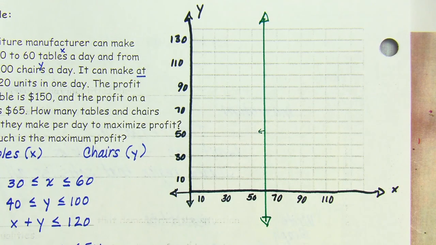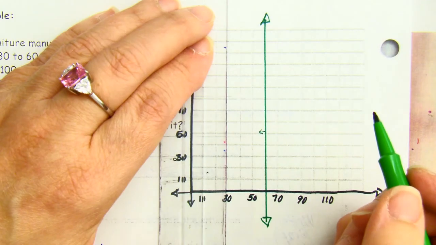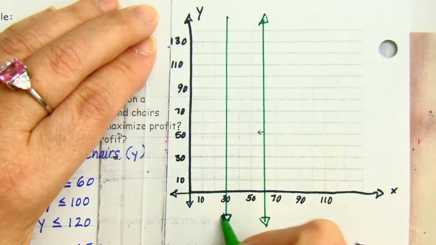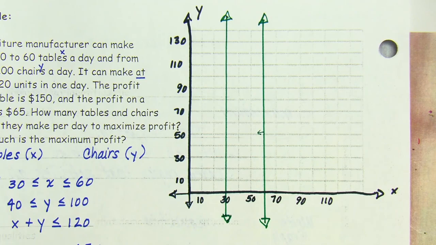All right, hopefully I have enough colors. The next one, x is greater than, well, I'll do the x's both in green. x is greater than or equal to 30. That would be another vertical line, rather. And I'm going to test 0, 0. Is 0 greater than 30?